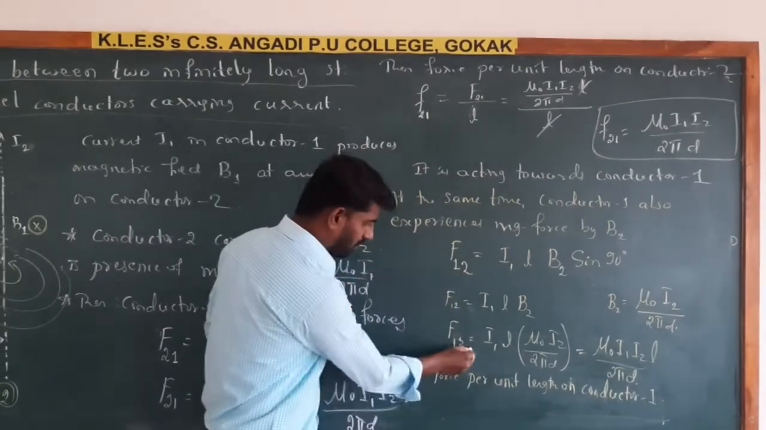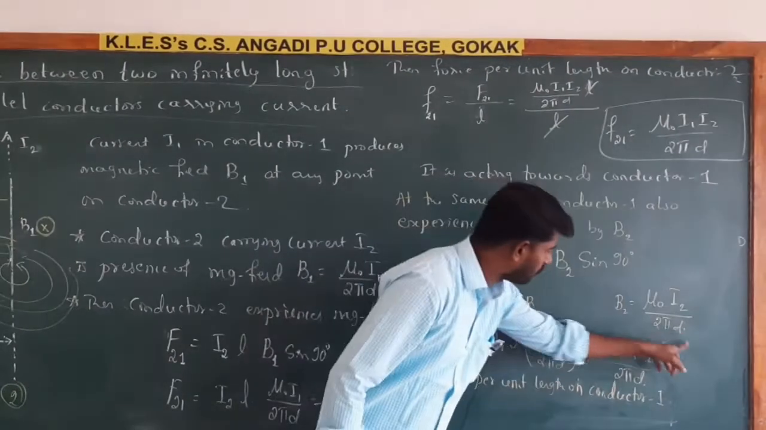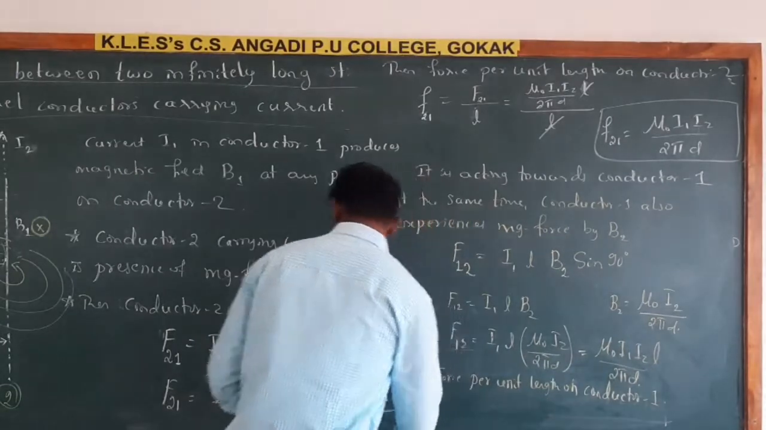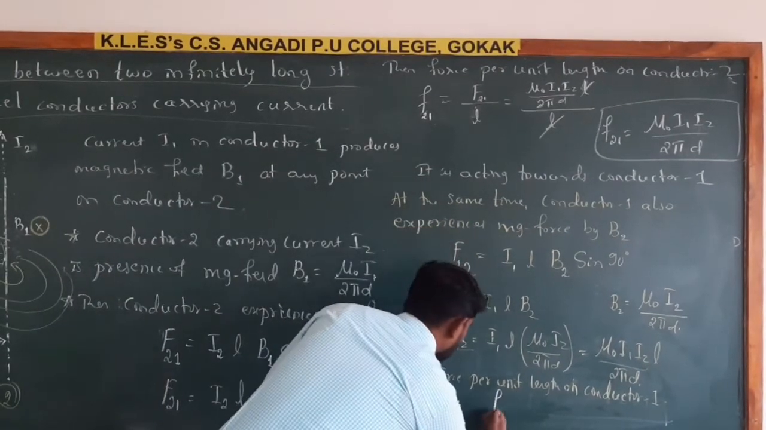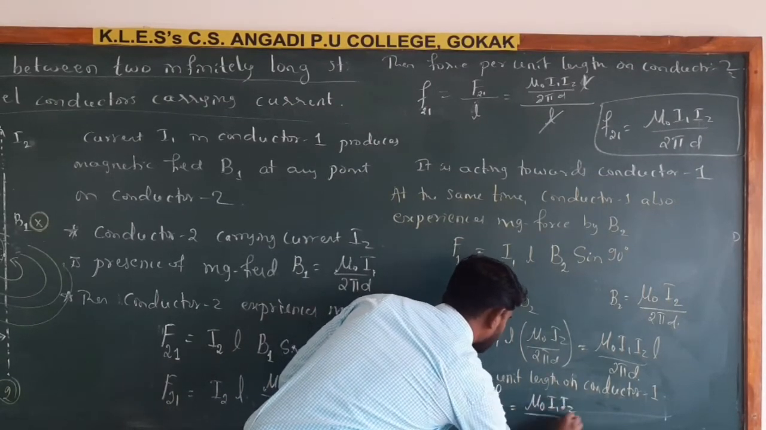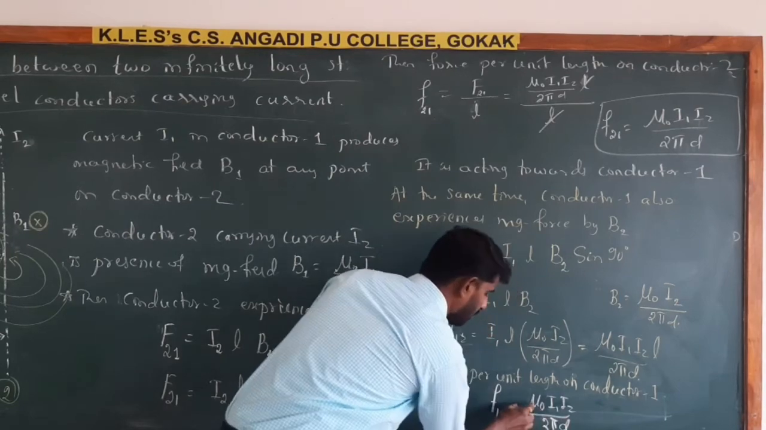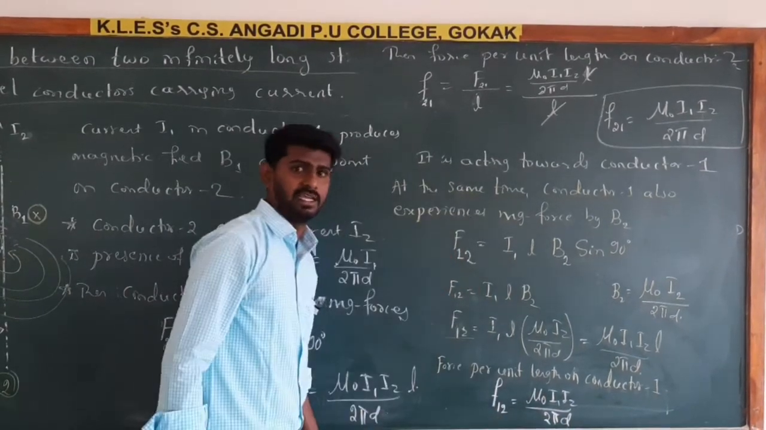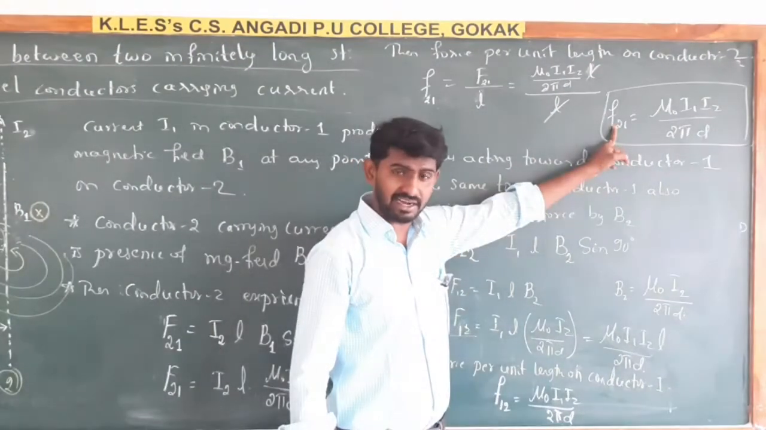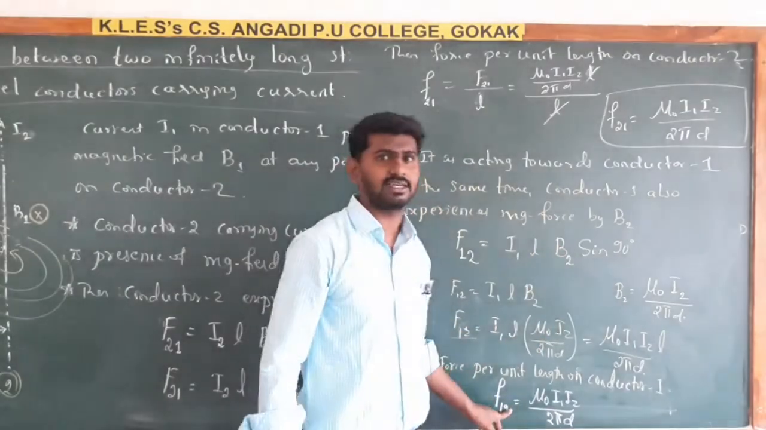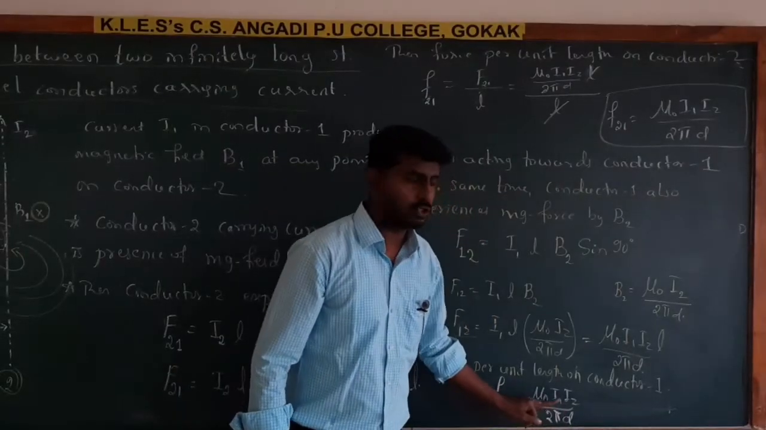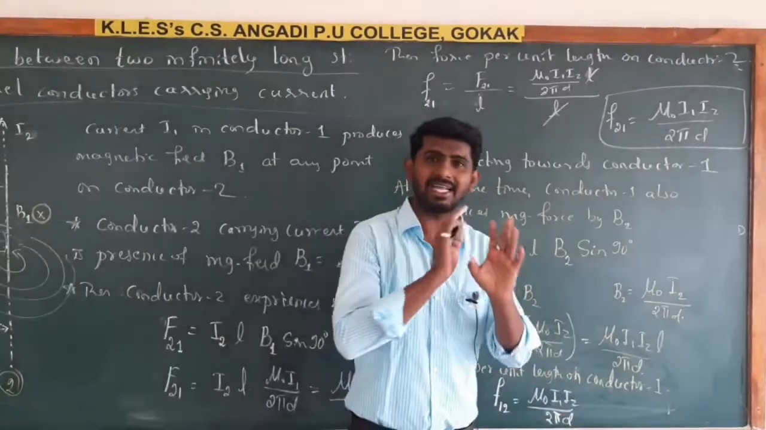Then what do you do? You divide this total force by length, divide by L, and the L cancels. What remains then? So this will be the force per unit length on the first conductor due to the second, equal to mu naught I1 I2 divided by 2 pi d. Okay, see the force per unit length on the second conductor and on the first conductor: mu naught I1 I2 divided by 2 pi d. So the magnitude of this force and the magnitude of this force are the same.